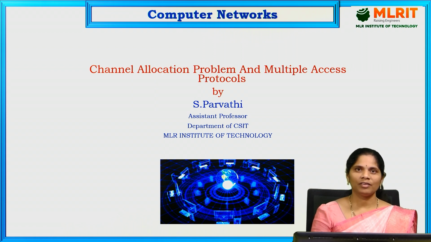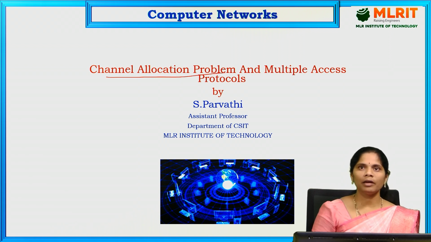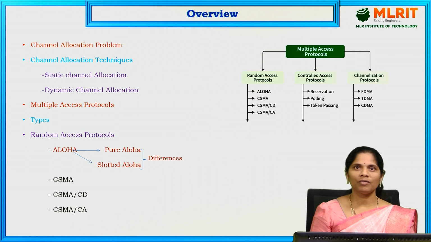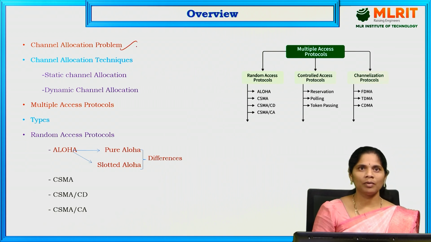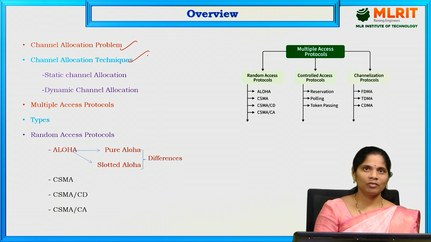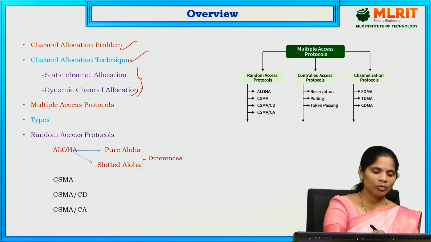In today's session, we are going to talk about what the channel allocation problem in the data link layer is, and we will discuss multiple access protocols in the data link layer. These two topics we are going to discuss in today's session. First, let us see the overview. We will discuss what the channel allocation problem is and what the different channel allocation techniques are, like static allocation and dynamic allocation. These two we are going to discuss in today's topic.